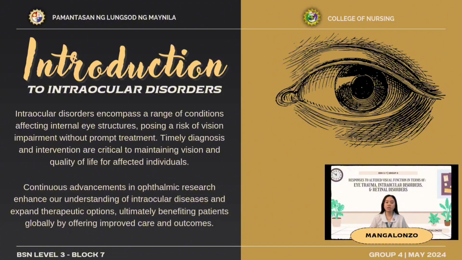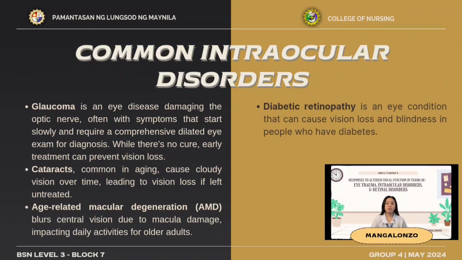So, for the introduction of intraocular disorders, this refers to conditions that affect the structures within the eye, such as the retina, cornea, iris, lens, and optic nerve. These disorders can vary widely in their severity and symptoms, ranging from minor irritation to vision-threatening conditions. So, some common intraocular disorders include these.